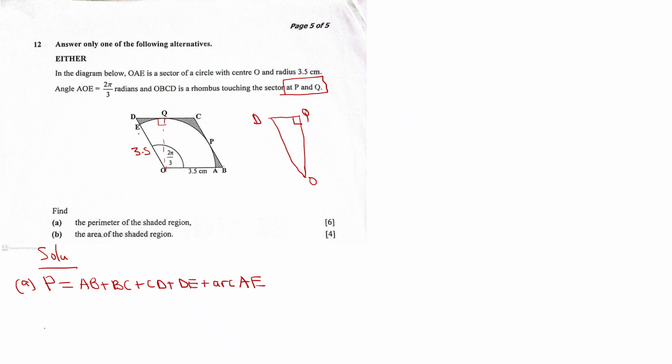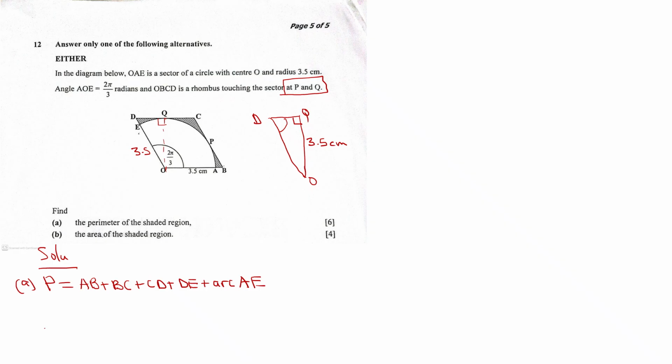We are saying the length OQ is 3.5 centimeters. Since this length is 3.5 centimeters, we can calculate the length of OD. Now, how are we going to calculate the length of OD? We need an angle in this triangle, and that angle is the angle ODQ. If we know the angle ODQ, then we can calculate the length of OD using Pythagoras.